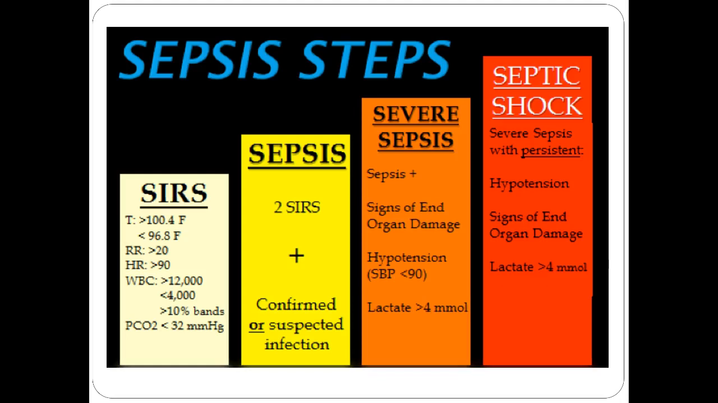So SIRS is systemic inflammatory response. Sepsis is two SIRS criteria plus some sort of confirmed or suspected infection. Severe sepsis is sepsis plus you have end organ damage. And septic shock is somebody with hypotension that's not really responding to fluid boluses. It's not responding to vasopressors, which we'll talk about during cards and some other places too. So we get really concerned with these two, obviously.